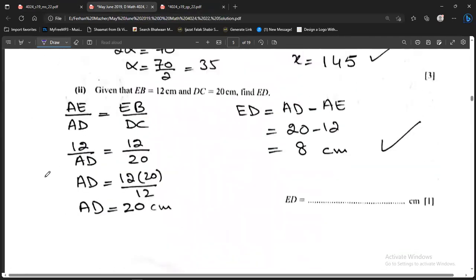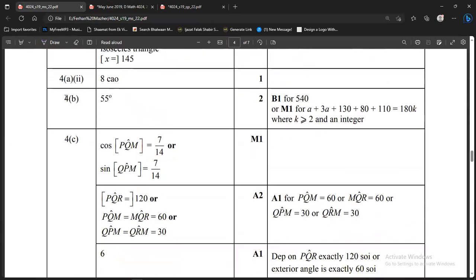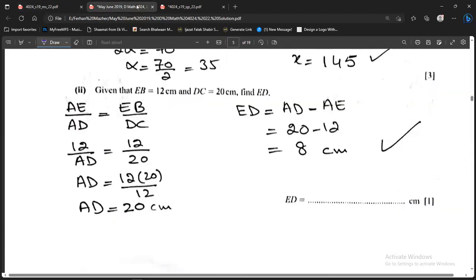Now I'm going with similarity, because that's a famous case of similarity. The small triangle and the big triangle are similar to each other. So AE by AD is equal to EB by DC. AE is 12, AD we don't know, EB is 12 and DC is 20. So AD will be equal to 12 into 20 divided by 12. 12 will be cancelled, so AD will be equal to 20 centimeter. ED will be equal to AD minus AE. That will be 20 minus 12, and that will be 8 centimeter. So yes, 8 centimeter is the right answer, sir.